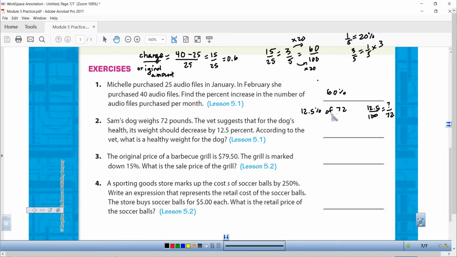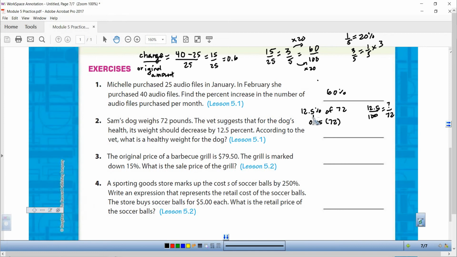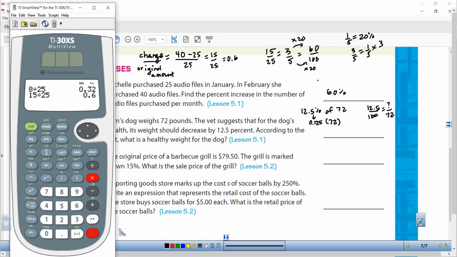But maybe at this point, this is where we say, that word of, I know Mr. Reese has said to multiply, and when you want a percent of a number, change the percent to a decimal. So I'm going to move that 2 places to the left, and I get 0.125. So when you want to find a percent of a number, change the percent to a decimal, and then multiply that decimal by 72. So 12.5% of 72 is going to be 0.125 times 72. And what do I get?